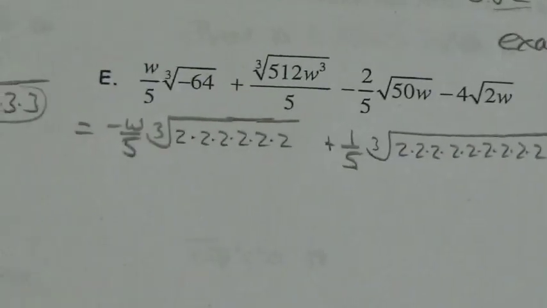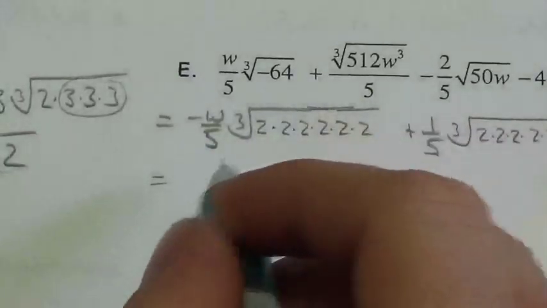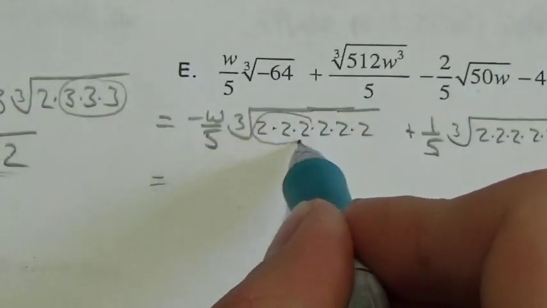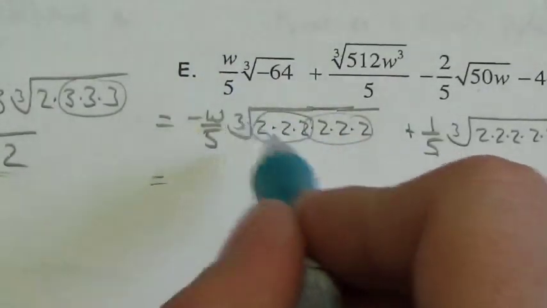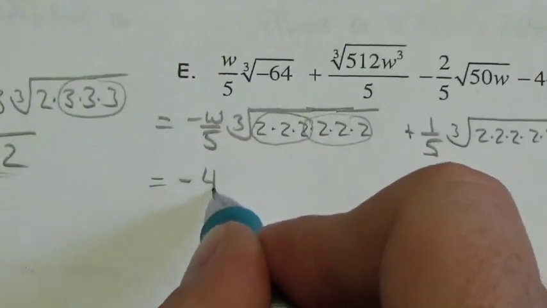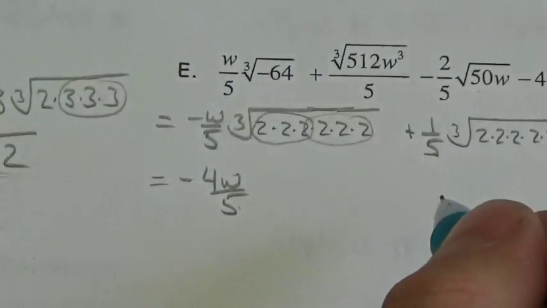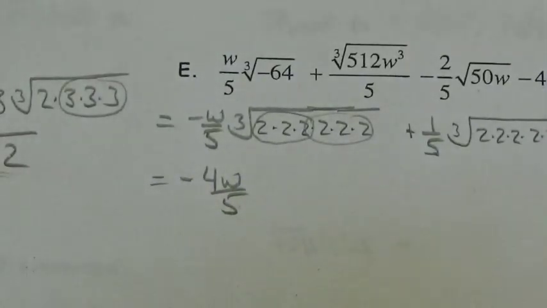Oh, good. Now, I went through this big messy step. Now this is going to clean up real nicely here. I've got a group of 3 2s there and a group of 3 2s there, which means I'm going to pull out a 2 and a 2. So this will be negative 4W over 5. And then because there was nothing left under the cube root, I'm done.